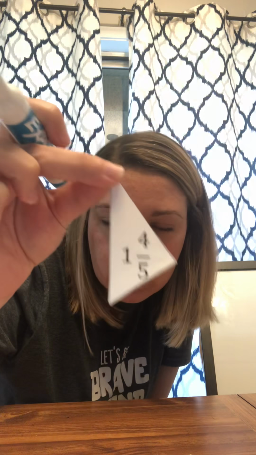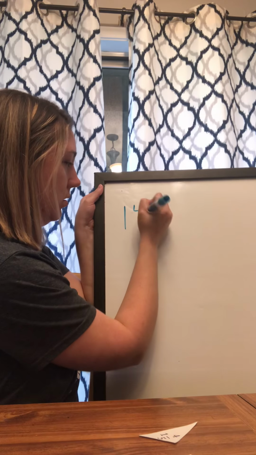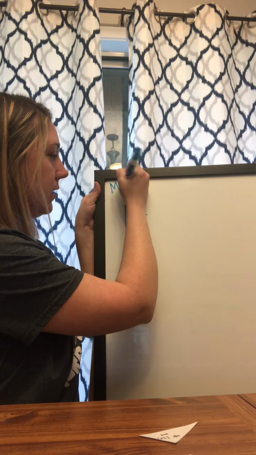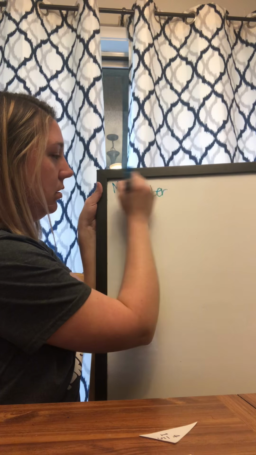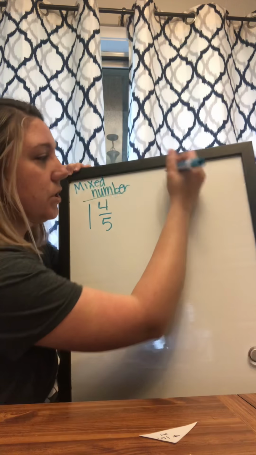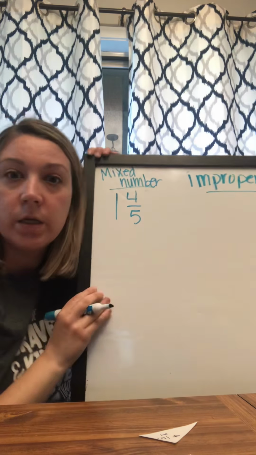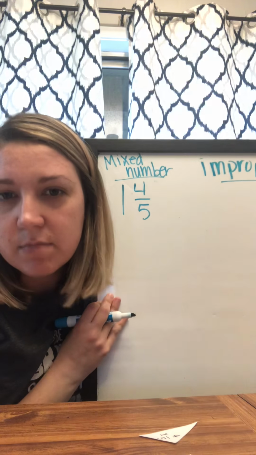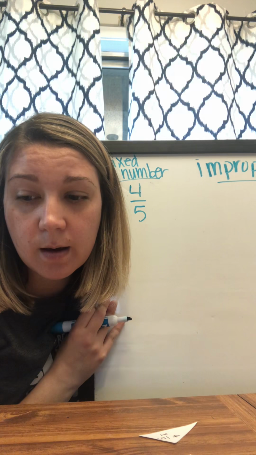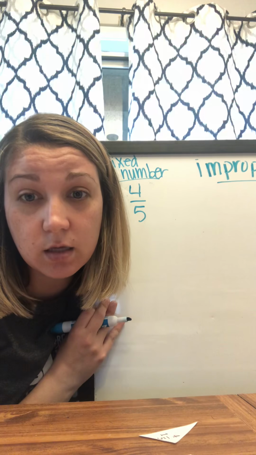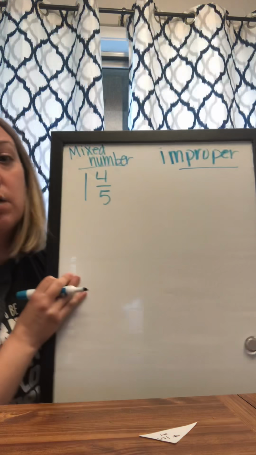So I grabbed this mixed number, 1 4/5. This is called a mixed number. It has a fraction and a whole number, okay? 1 4/5, and I want to turn it into an improper fraction. Some situations where you may need to turn a mixed number into an improper fraction are when you're subtracting mixed numbers, or when you are multiplying or dividing mixed numbers. Those are reasons why you may need to turn a mixed number into an improper fraction.